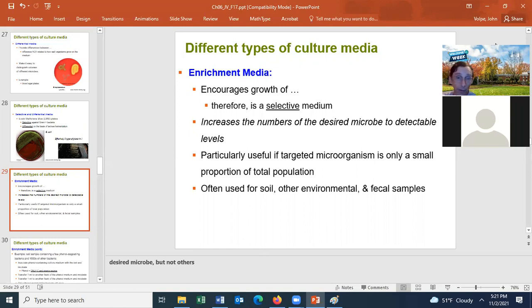So we use an enrichment media when we're looking for bacteria in the soil or some other environmental source, or like a fecal sample when we're looking for a pathogen in a patient. And the pathogen would be low in number in the feces because the feces have so many other bacteria in them.